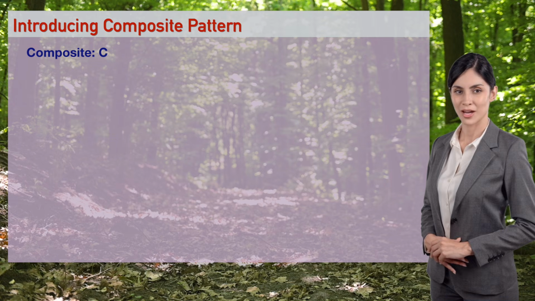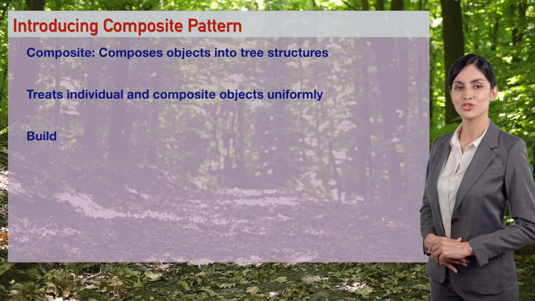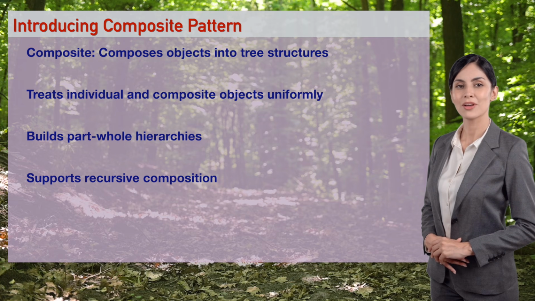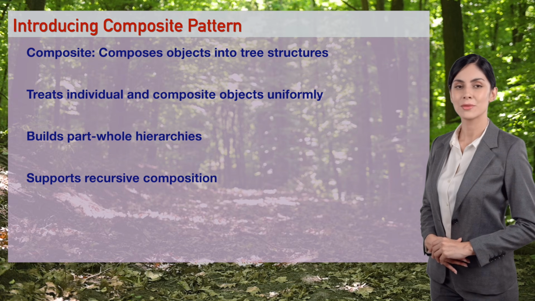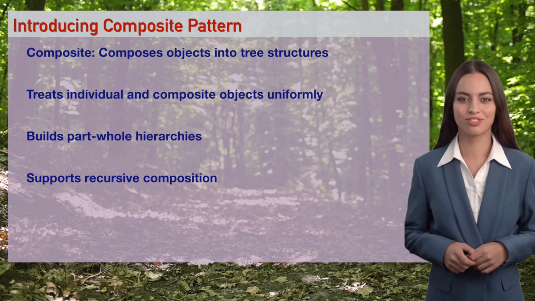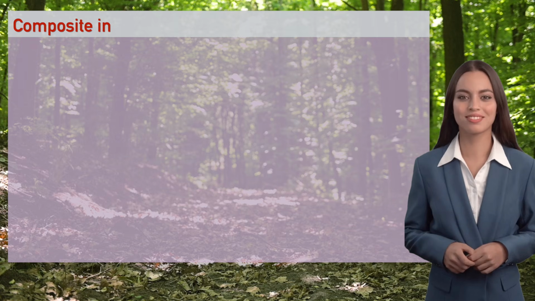Moving to the composite pattern, it composes objects into tree-like structures to represent part-whole hierarchies, allowing you to treat individual objects and compositions of objects in the same uniform manner. This is ideal for building recursive structures where components can contain other components, simplifying client code. Tree structures made simple. Handles complexity elegantly. Composite in code.